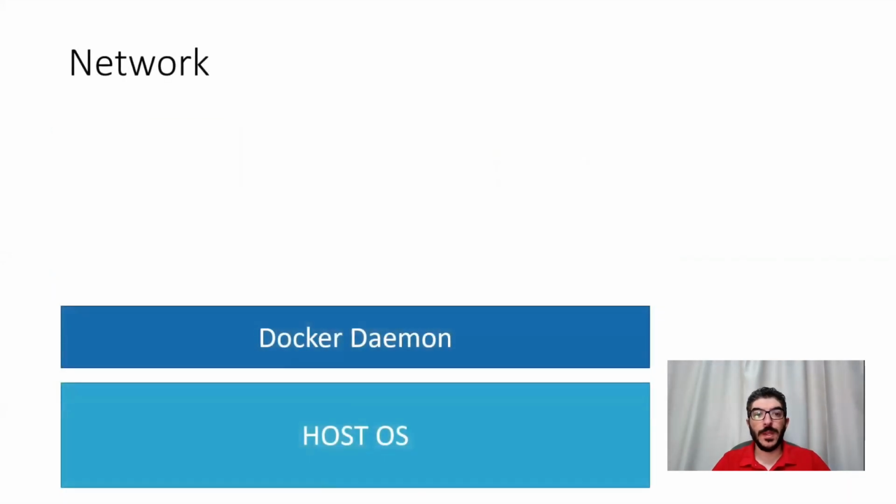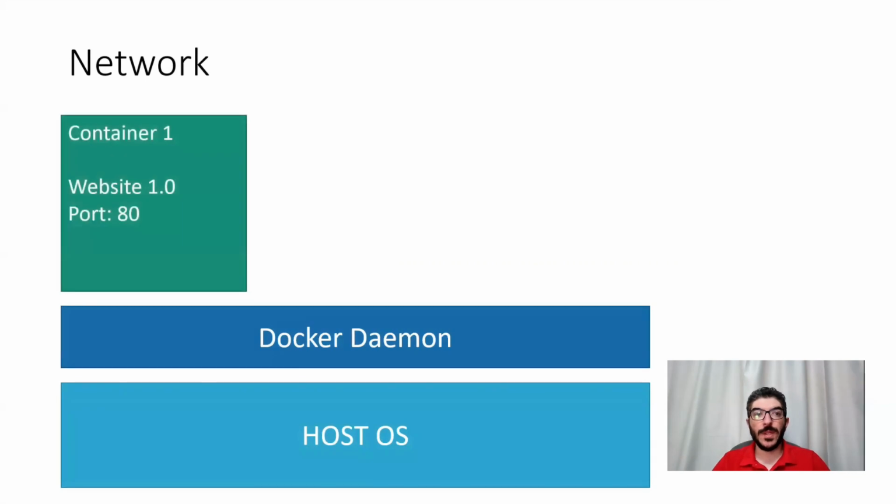So let's jump in. The first topic we'll talk about is network. How does the Docker daemon process translate network between the host OS and the containers? Let's say we have a host OS, we have a Docker daemon, and we run container one. This container one contains a web application, as we said. We call it website 1.0. It's version 1 of my website. And this website uses port 80.